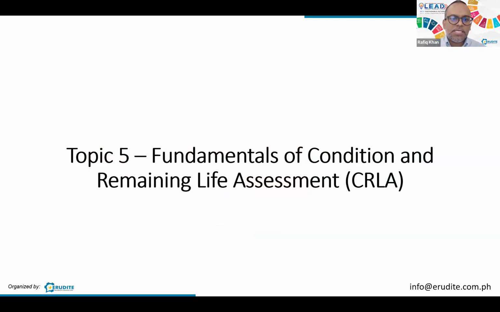The next topic is fundamentals of condition and remaining life assessment. So we touched on condition early on. We also touched a bit on the remaining life part. Now we come into the condition and remaining life assessment. So you want to be able to look at the current situation, what is the condition of the asset, and you want to have a bit of insight about how long you can run it, the remaining life part of it. So there are many names that are given to this.